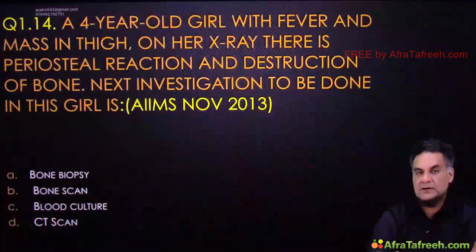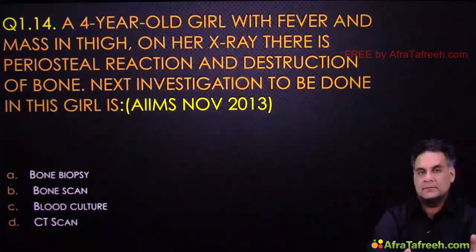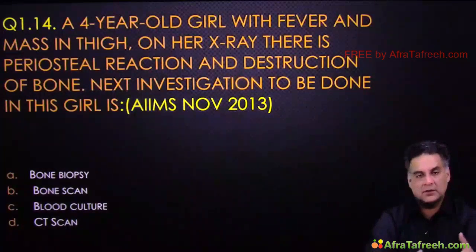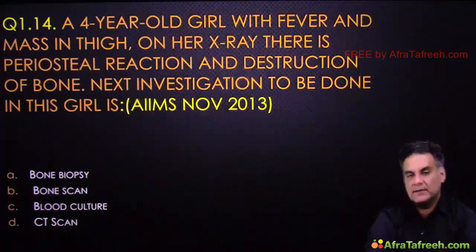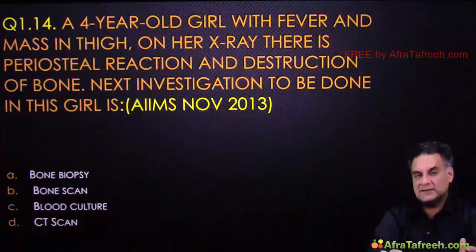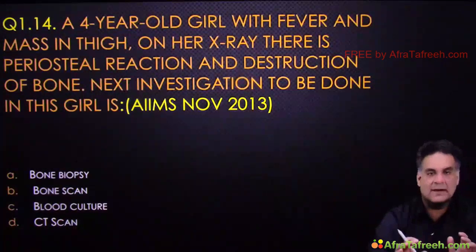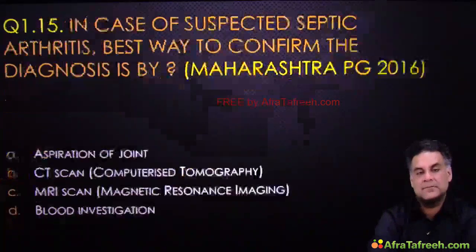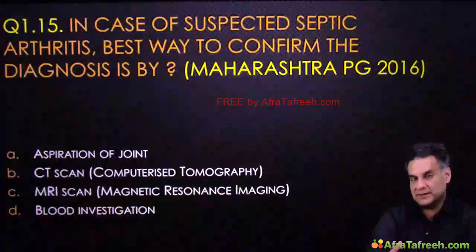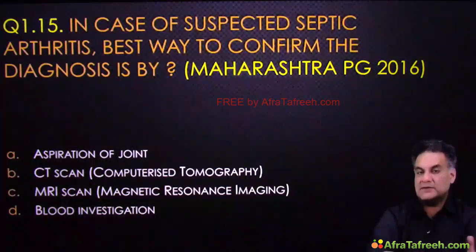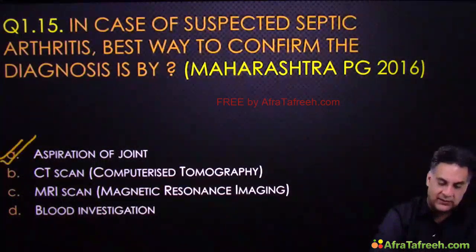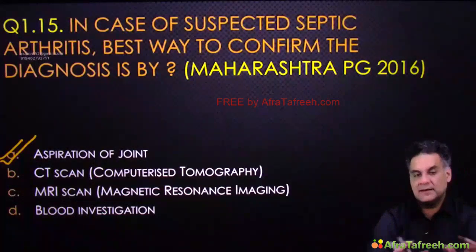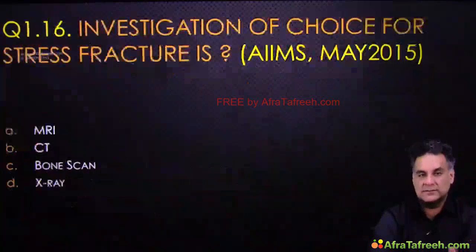A 4-year-old girl has fever, thigh swelling with a mass. On X-ray, you have a periosteal reaction. X-ray has been done. Bone is destroyed. Next investigation. Next is MRI. Not given, I'll not wait. I'll go for biopsy. In case of suspected septic arthritis, the best way to confirm is tissue diagnosis. X-ray, MRI. But best is tissue, so aspirate, do cultures.